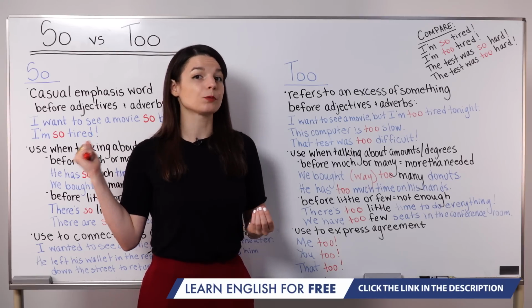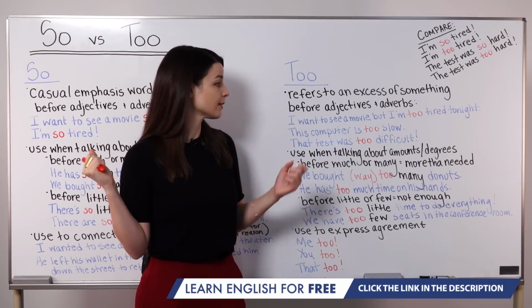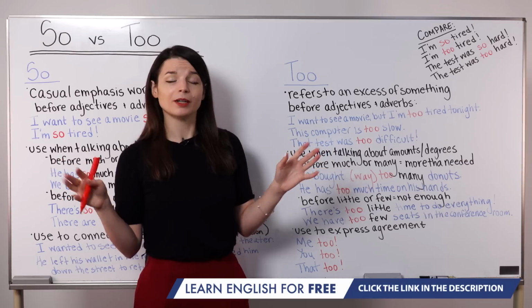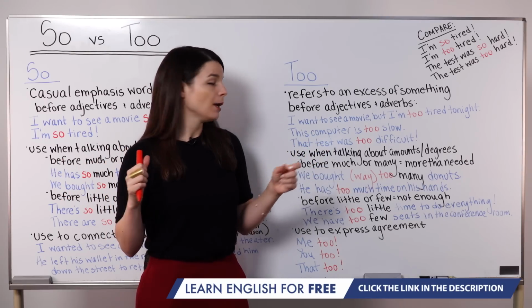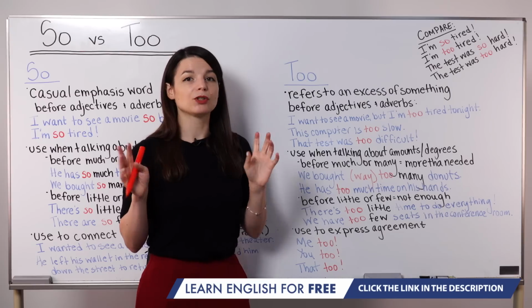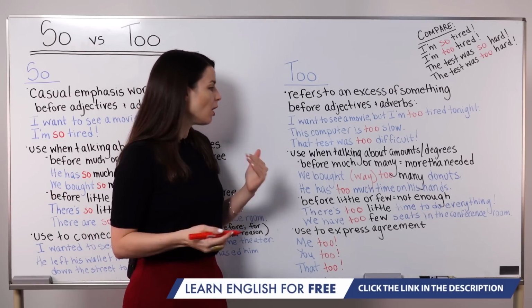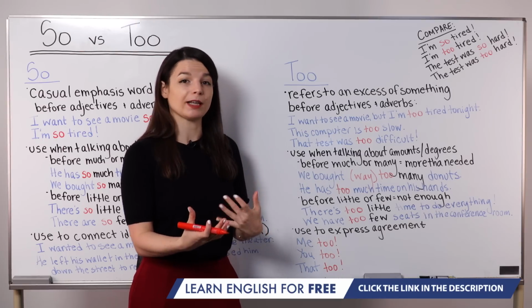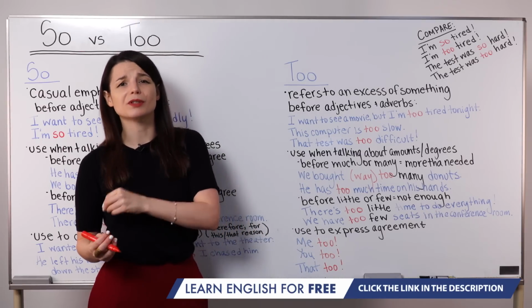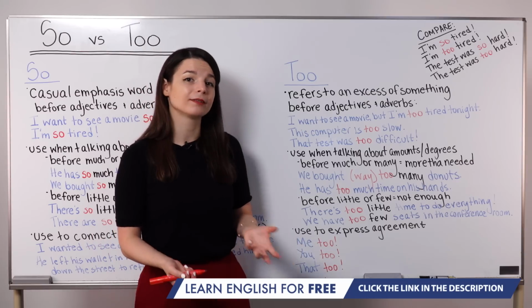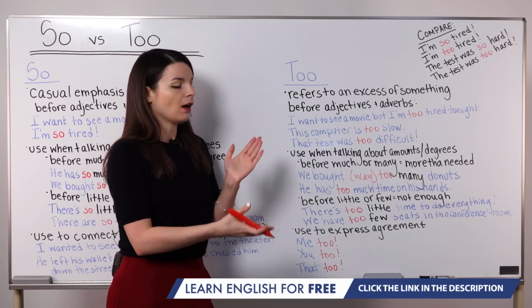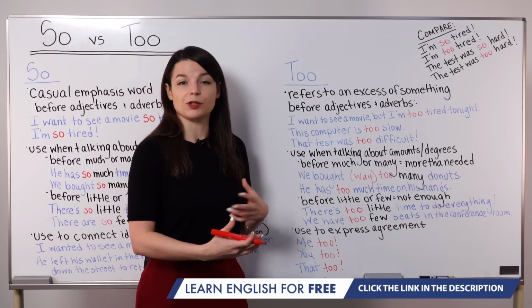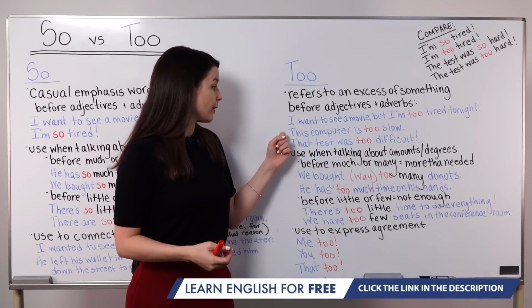So there's a negative idea being communicated here. We don't see this with "so". It's just an emphasis. So, "this computer is so slow" is fine, but here we see a negative. It's too slow. We'll often use this with some other idea. For example, this computer is too slow, I can't do my homework. So there's some background situation that we add to our statement.